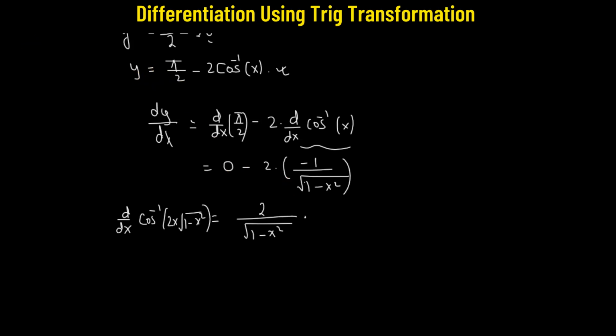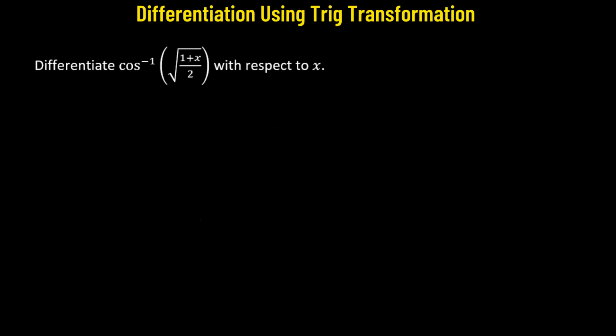Now let's move on to the next problem. We need to differentiate cosine inverse of the square root of (1 plus x) over 2 with respect to x. We will begin by considering y to be equal to cosine inverse of the square root of (1 plus x) divided by 2.